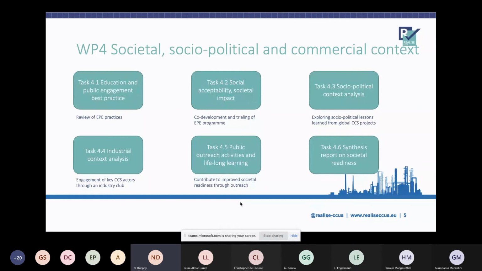4.5 involves public outreach activities, lifelong learning, where we aim to contribute to improve societal readiness through outreach and education programs. And finally, the last task then is synthesizing the various outcomes and results from these various tasks. The task that I want to talk about today really is the first one, which is a review of education and public engagement programs, and I'll touch a little bit on the second one, which will be the deployment of a new EPE program.